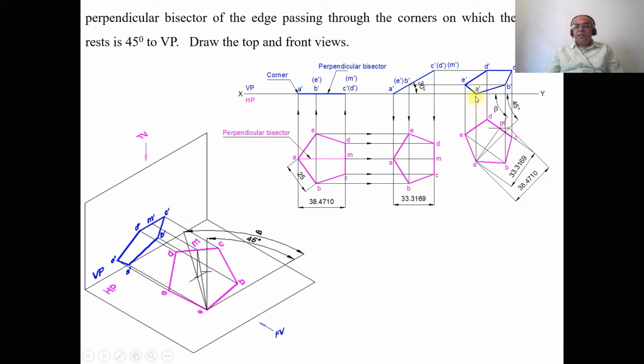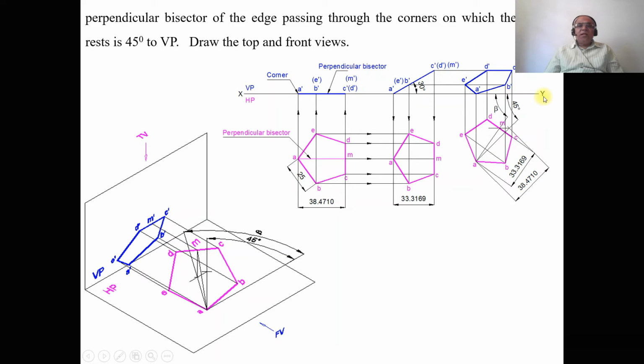So how to do that? Take any convenient distance from the second position top view and also from the XY line, and mark this point as A and draw a horizontal line. Then as it says it is 45 degrees to VP, through the point A you measure a horizontal angle of 45 degrees and draw an inclined line.